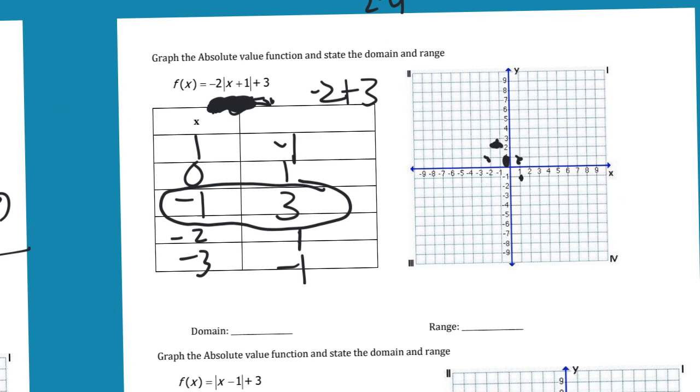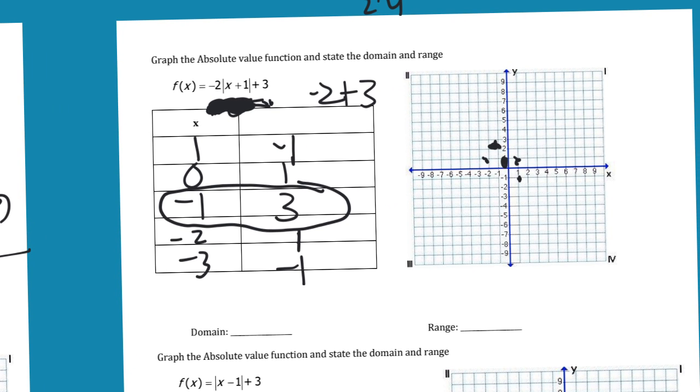Okay, here we go. Let's plot this like a good person. So let's try this again. -1 goes to 3. She's up here. Okay, good. And then 0 goes to 1. That's right here. I'm plotting in blue now because I really botched this. 1 goes to -1. -2 goes to 1. And then -3 is -1.